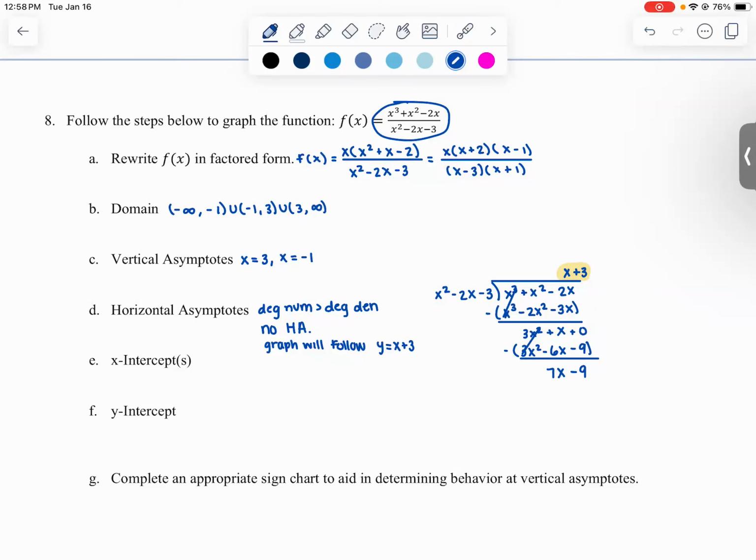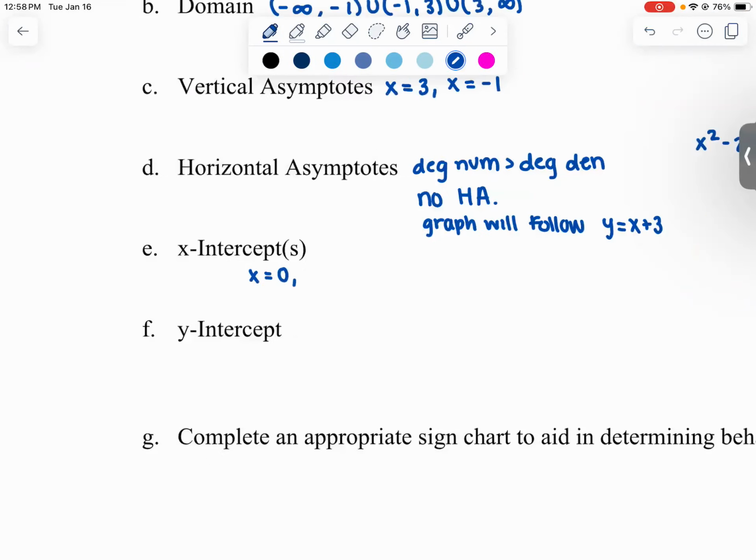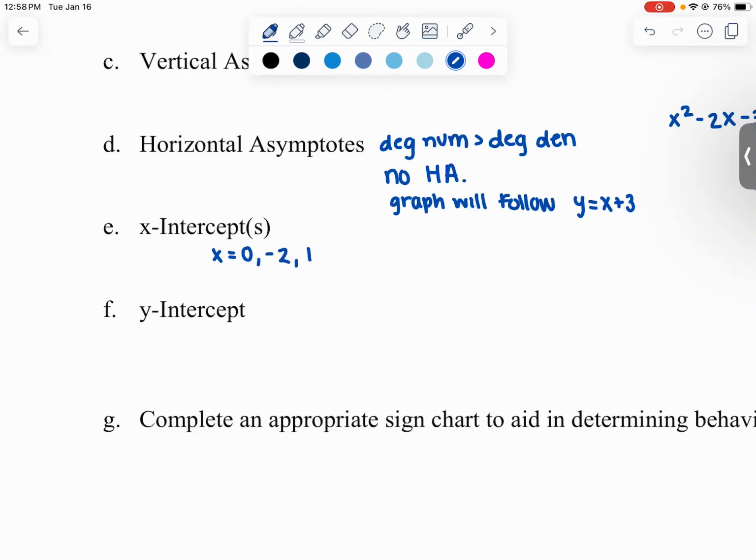So our x-intercepts will be where our numerator is equal to 0. Be very, very careful here. My numerator has an x in the front along with the x plus 2 and the x minus 1. So I will have 3 x-intercepts in the top. I will have an x-intercept at 0, at -2, and at 1. That 0 is coming from that x term that we have. And finally, for my y-intercept, we are plugging in 0.